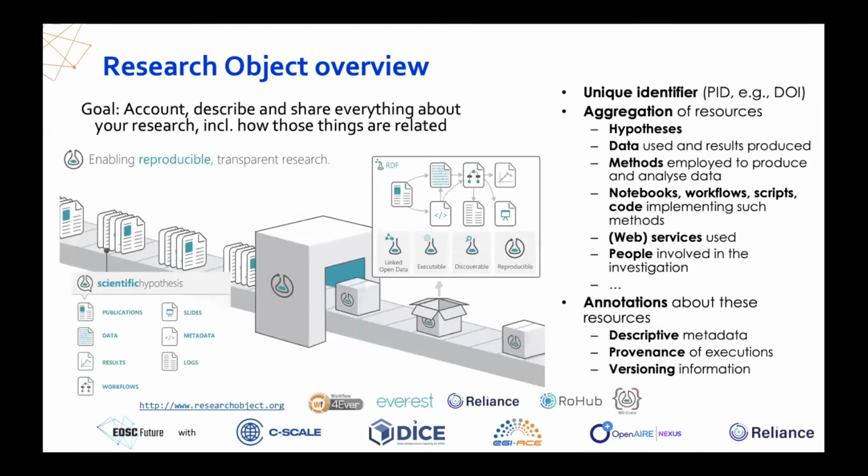And this is where the research object comes into life. The idea of the research object was to account for, describe and share everything about your research, including how the things are related to each other. The main three elements of the research object are, first, the identifier. It has to be a permanent identifier. It can be, of course, a DOI, but also any other kind of permanent identifier. Second, the aggregation of resources, any kind of resources related to the investigation, from the hypothesis, the data, the methods, but also the people that are involved. And third, annotations that are understandable by both humans and machines, providing descriptive metadata, provenance of executions, versioning information, and so on.